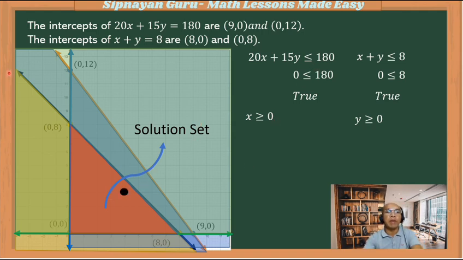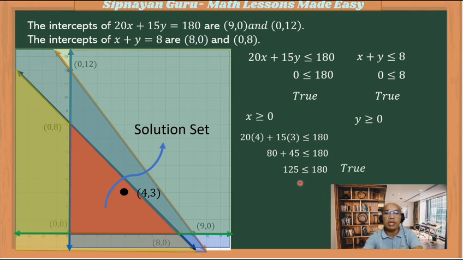According to the task, we will find at least 3 ways Jason can choose the number of pieces he will buy for the number of mangoes and guava. In this point, the coordinate is 4 and 3. For the first inequality, 20x plus 15y less than or equal to 180: 20 times the value of x, plus 15 times the value of y, which is 3, less than or equal to 180. So 20 times 4 is 80, 15 times 3 is 45. 80 plus 45 is 125, less than or equal to 180, and this is true.